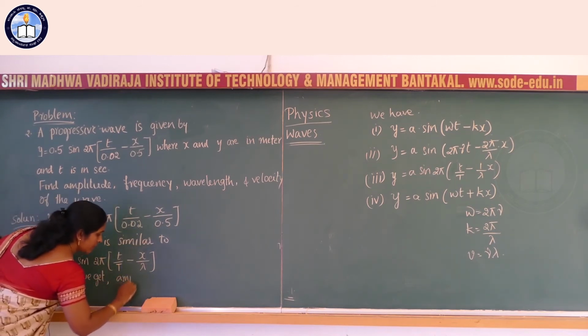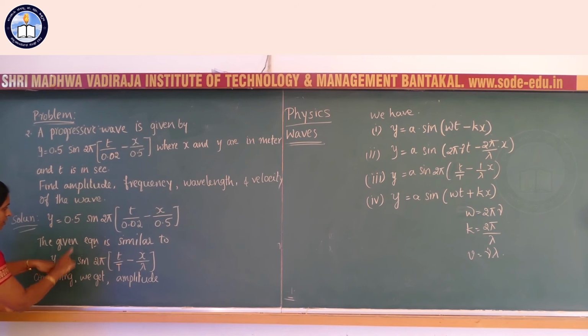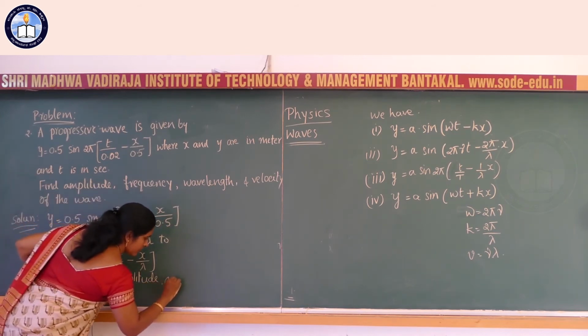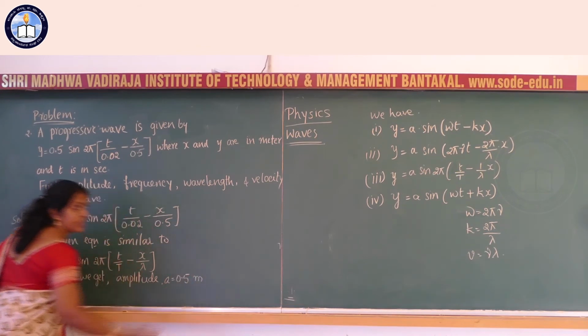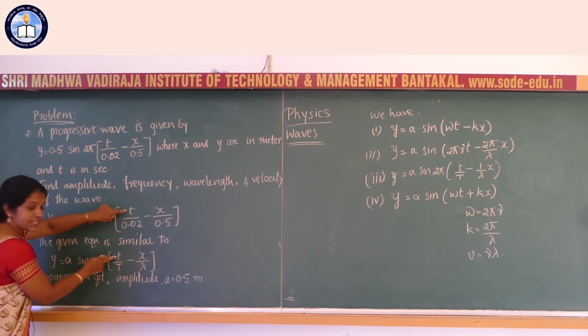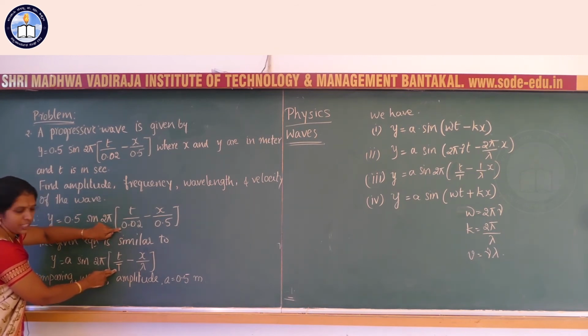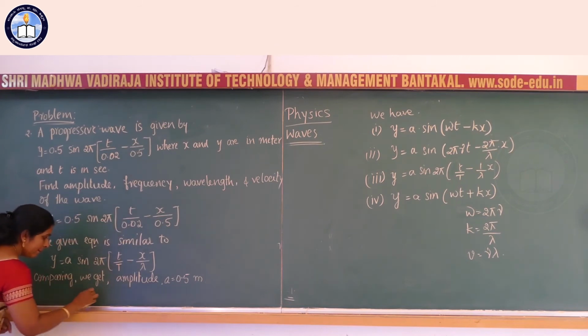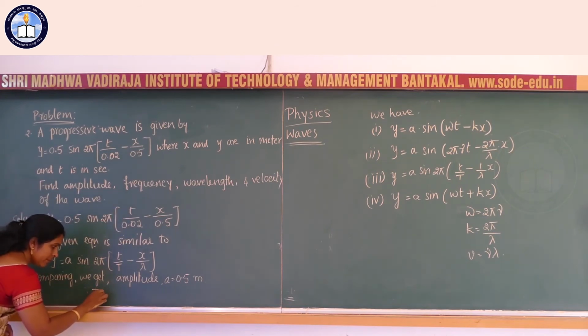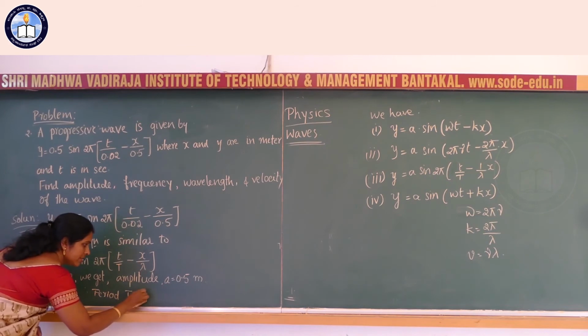Amplitude a, in place of a, we have 0.5. Unit is meter. In place of sin 2 pi, we have sin 2 pi. In place of small letter t, that is at any time instant, instantaneous time, we have the same symbol. In place of period capital T, we have 0.02. Therefore, period of the wave is 0.02 seconds.